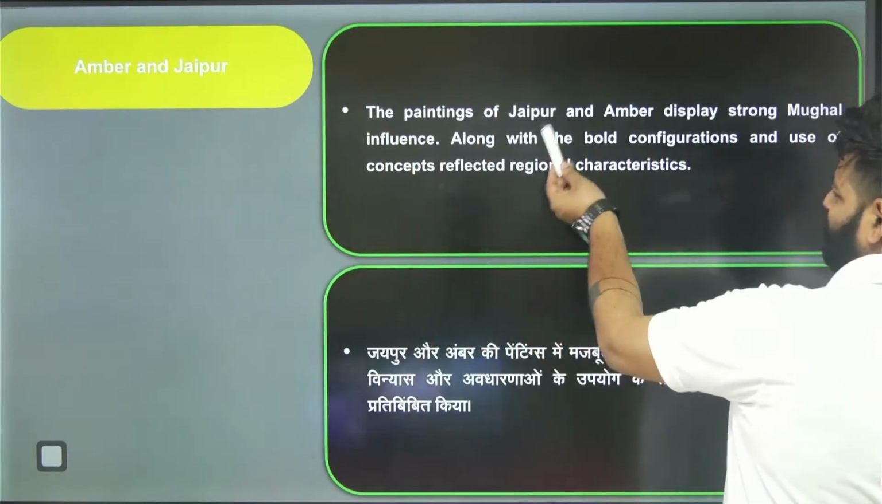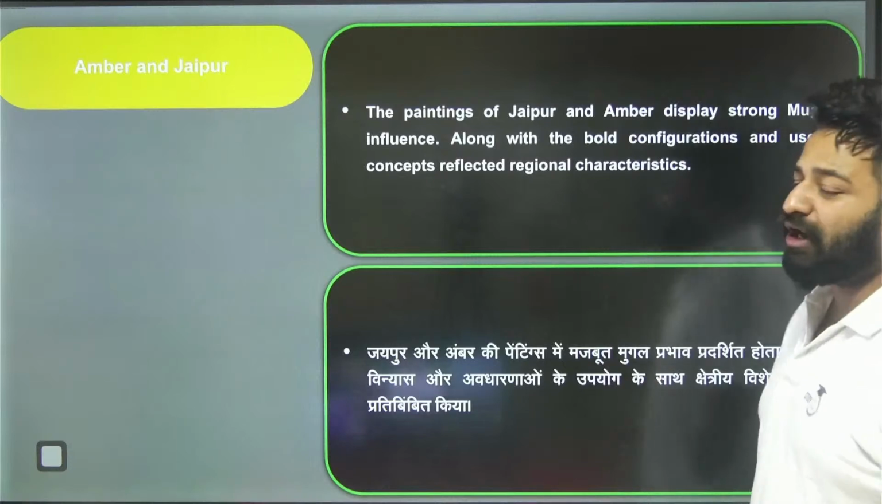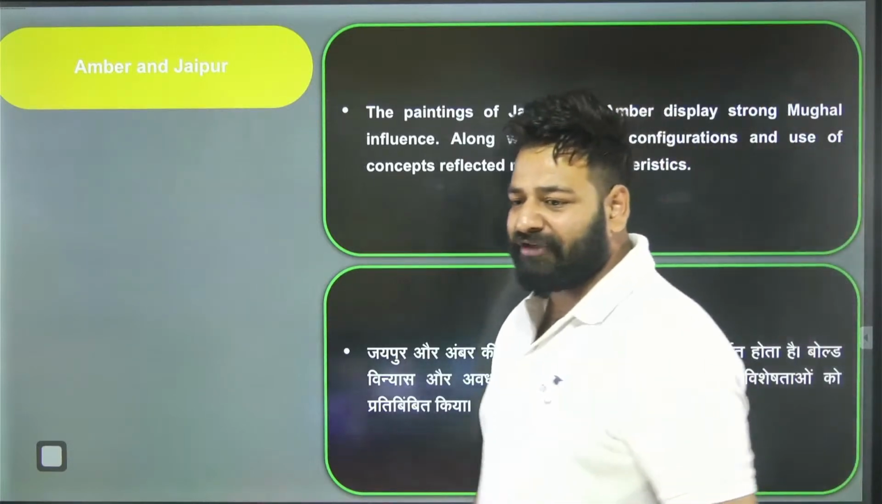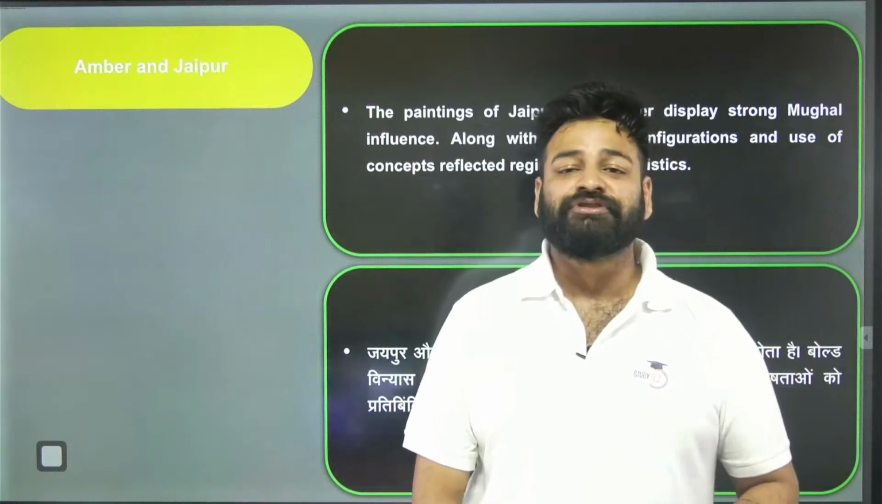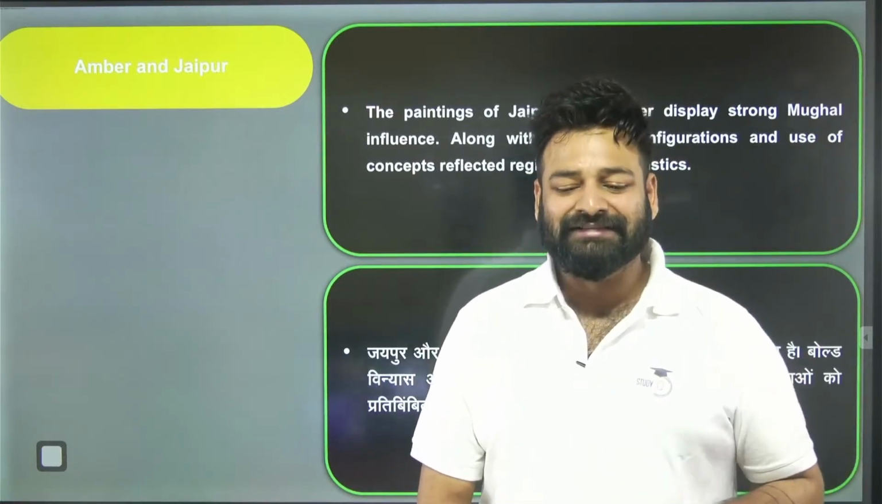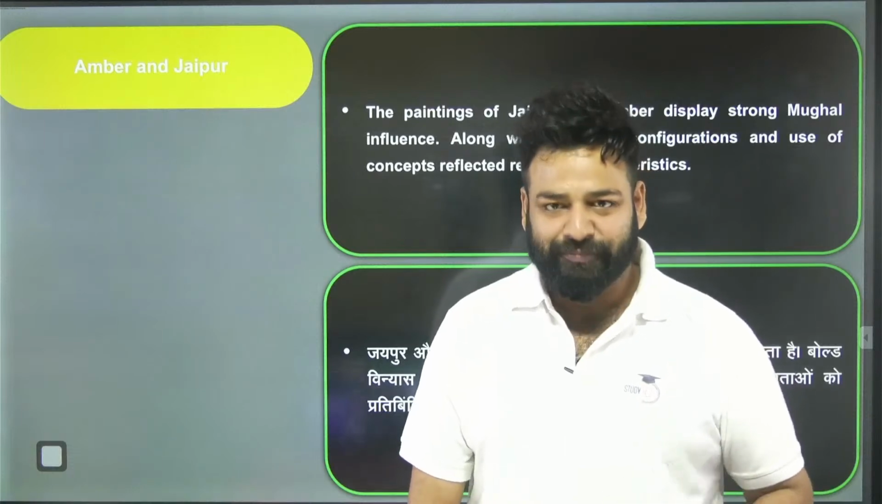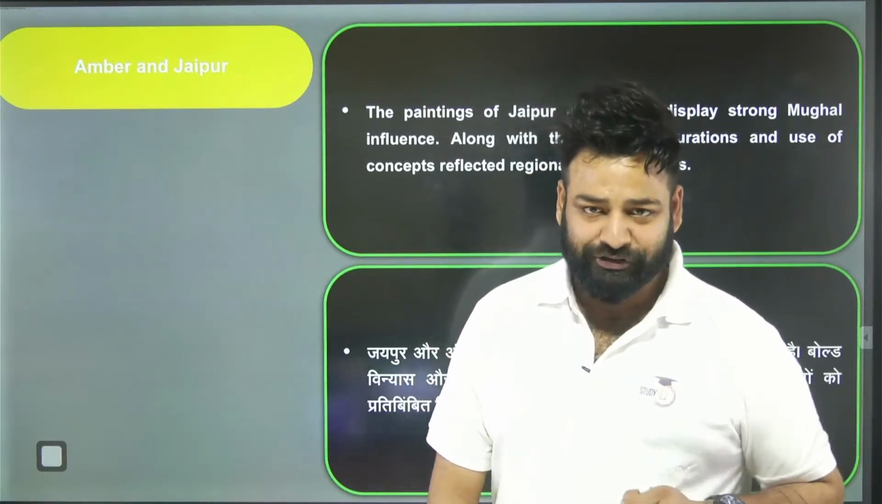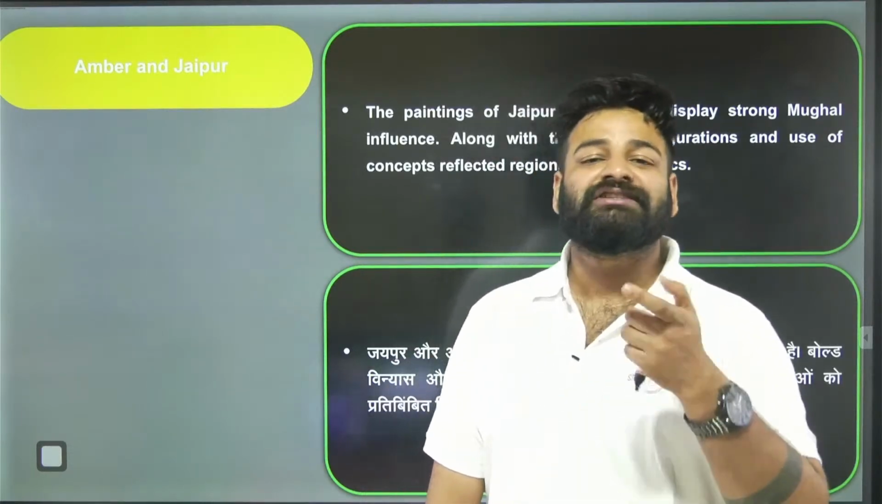The paintings of Jaipur and Amber display strong Mughal influence, as they had good relations. The kingdoms of Amber and Jaipur had good relations with the Mughals, and hence, as a result, Amber and Jaipur paintings represent what? The influence of the Mughal style of painting.